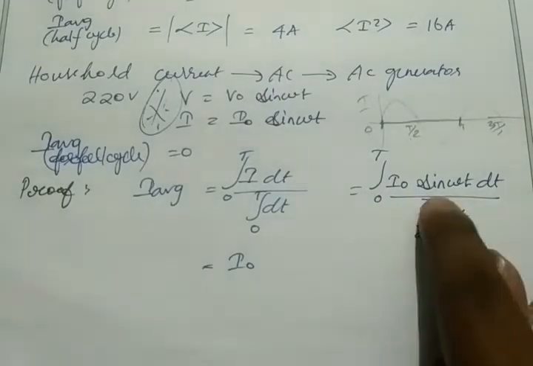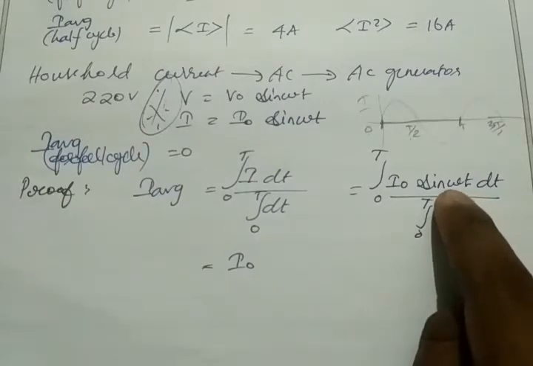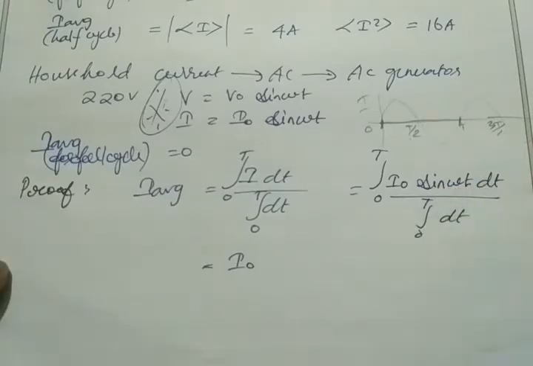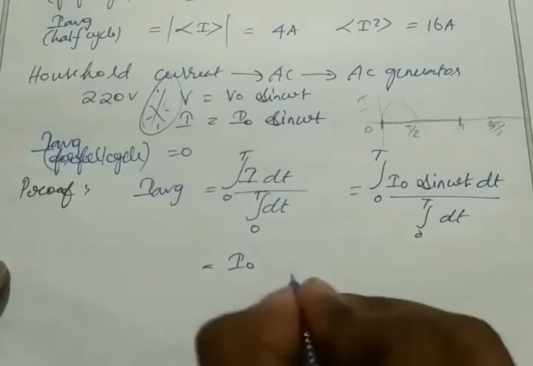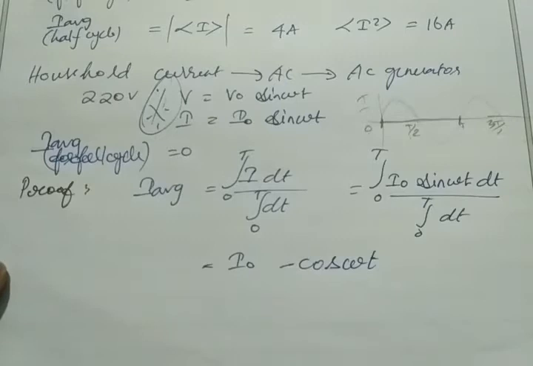So what will be the integration of sin theta? Integration of sin theta will be minus cos theta. So instead of theta here we have omega into t. Theta means angular displacement, omega angular velocity. Angular velocity equal to angular displacement with respect to time. From that equation we take theta equal to omega t. Okay, so take sin omega t. The integration of sin omega t will be minus cos omega t.